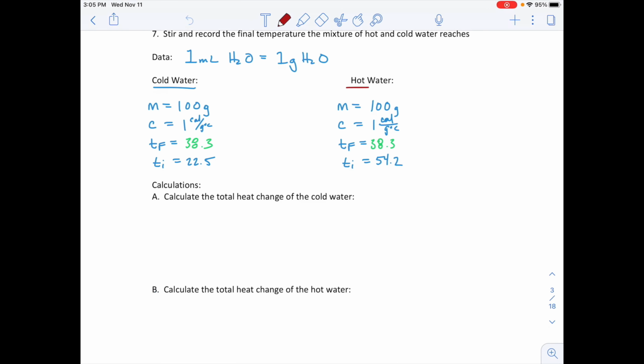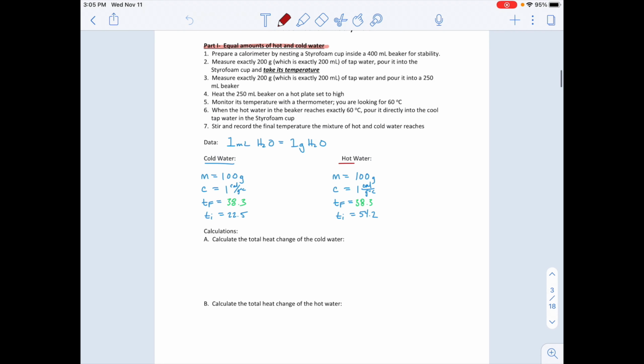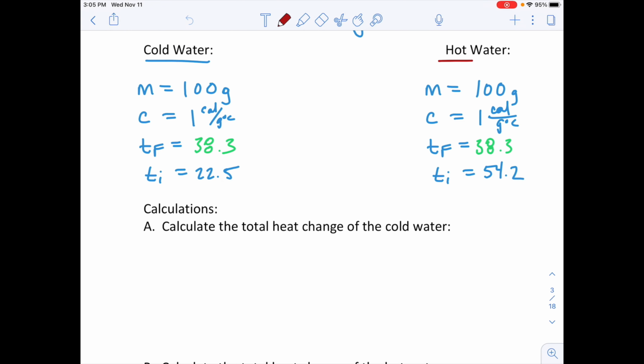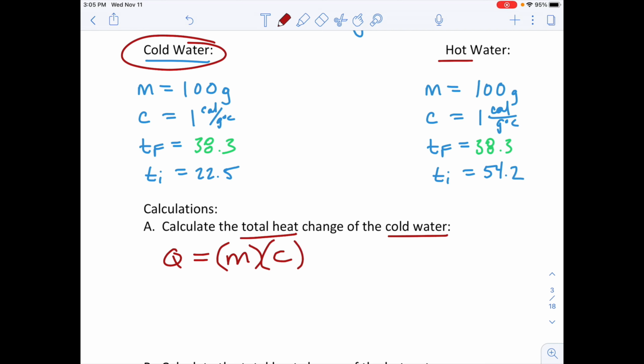Okay, let's walk through one quick calculation, and then you should be able to do the rest of them. So here's part 1. We'll look at part 1A. It says calculate the total heat of the cold water. So we'll be looking at this data right here. The equation Q equals MC (TF minus TI), or delta T, however you want to say it. It says we're solving for total heat, so we're going to solve for the Q.